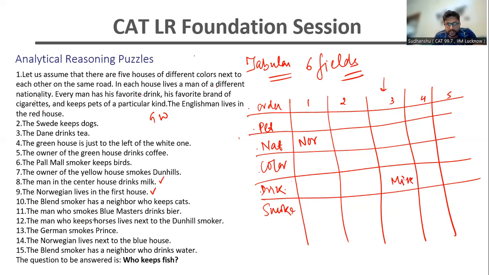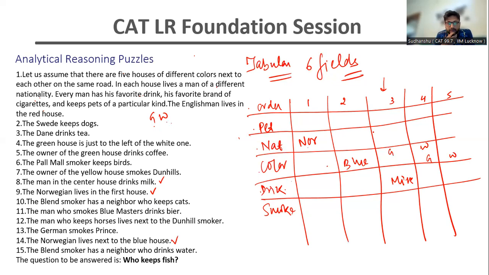Now understand, green and white have to come together, right? The Norwegian lives next to the blue house, another free information. So the color of this house is blue. Now green and white, I can't place it here. I can place green and white here, and I can place green and white here. So these are the possibilities. Always remember, while you are solving LR, if you miss out on possibilities, then more often than not, your process is incorrect. Even if you get the answer right, that's not the right way of doing it.